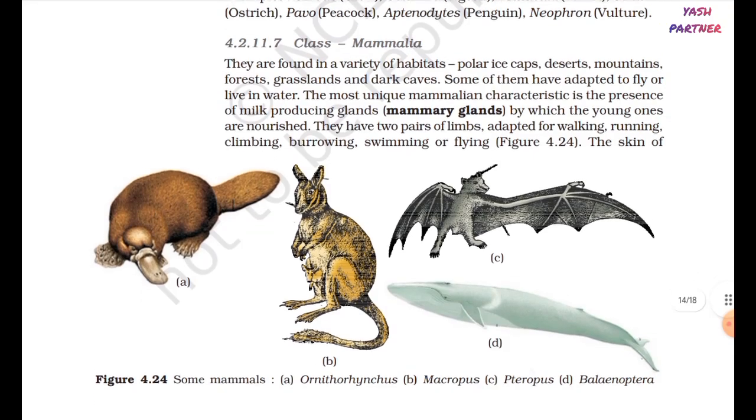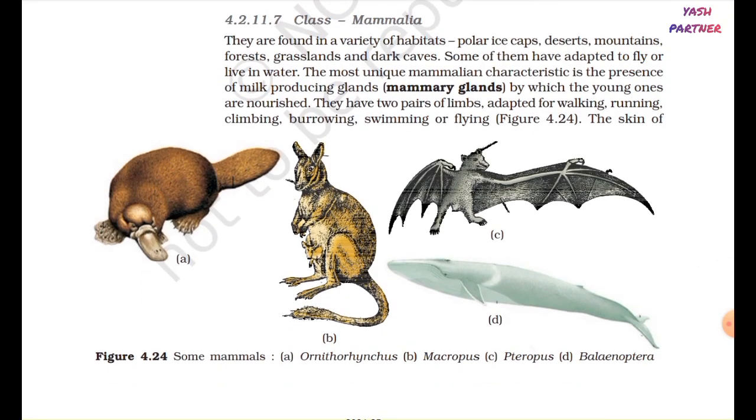4.2.11.7 Class Mammalia. They are found in a variety of habitats: polar ice caps, deserts, mountains, forests, grasslands and dark caves. Some of them have adapted to fly or live in water. The most unique mammalian characteristic is the presence of milk producing glands, mammary glands, by which the young ones are nourished. They have two pairs of limbs adapted for walking, running, climbing, burrowing, swimming, or flying.